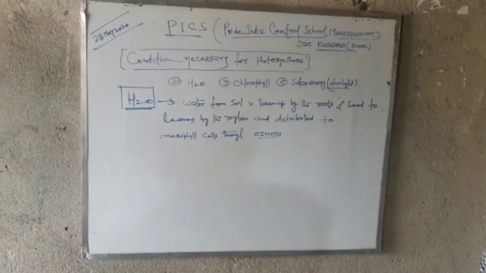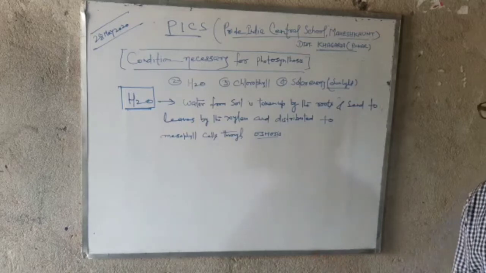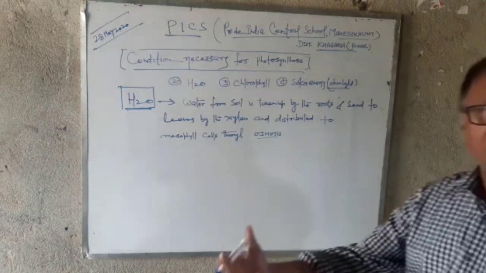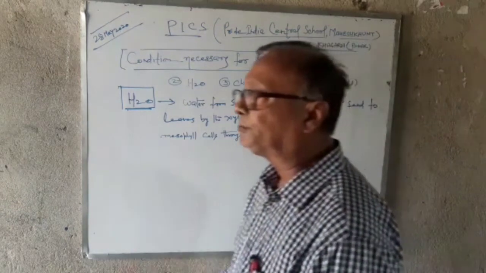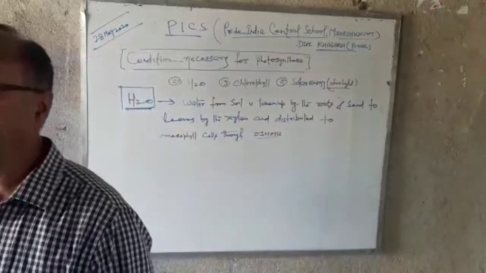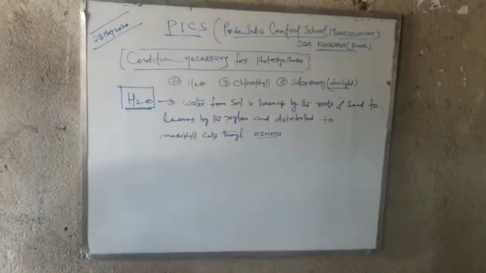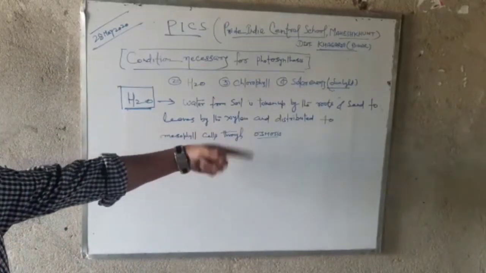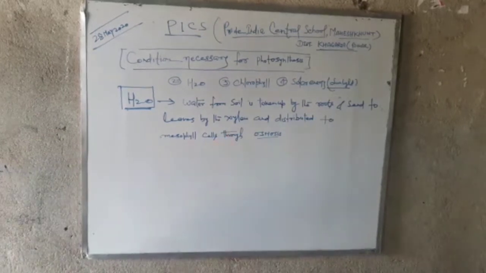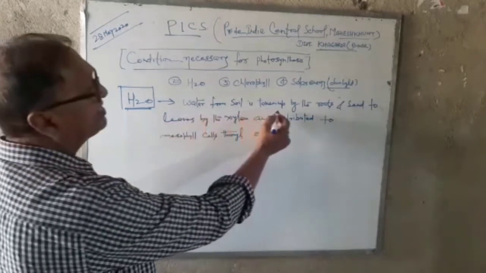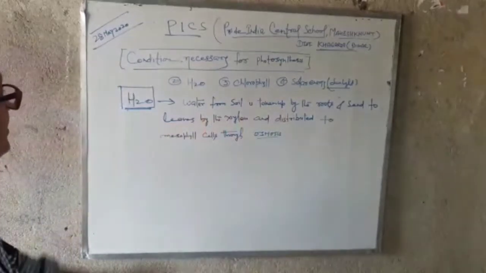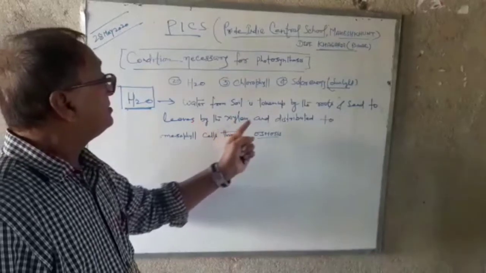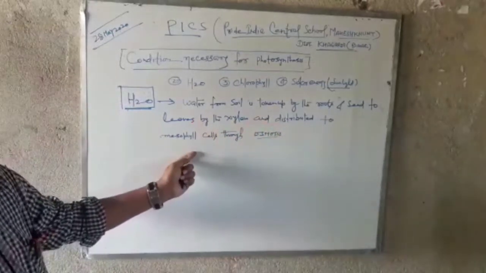As you know, what is the function of xylem? The water and minerals are transported through the xylem, whereas the food product is transported in the plants through the phloem. So the function of xylem is transportation of water and minerals. Here, the water from the soil is taken up by the roots and sent to the leaves by the xylem, and this is distributed to the mesophyll cells.